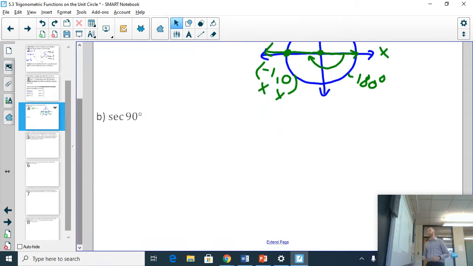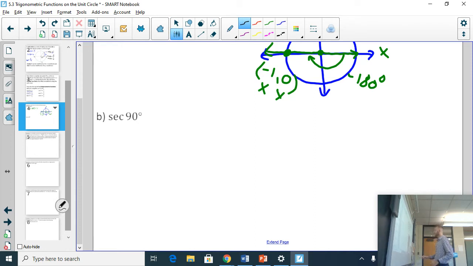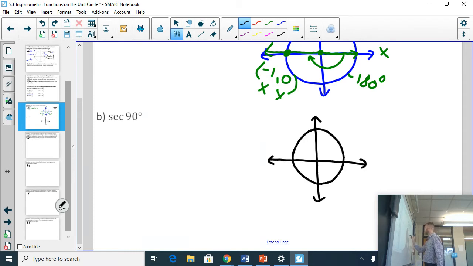Now, secant of 90. So again, let's just draw a unit circle. Quick little sketch of one. Again, it doesn't have to be perfect as long as we know what everything's supposed to be. And 90 degrees, right? So let's get 90 degrees on here. We're in standard position this way, and then we're rotating 90 degrees right here. And now what's the point right here? The point is 0, positive 1.